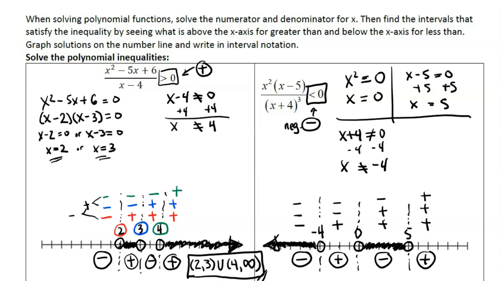And so our solution would be from negative infinity to negative 4, parentheses on both of those, union 0 to 5. And that would be our solution in interval notation. And this would be its graph, as we see down here.